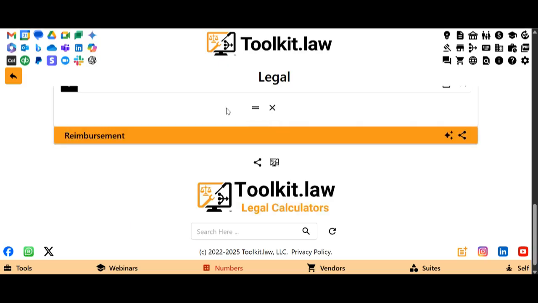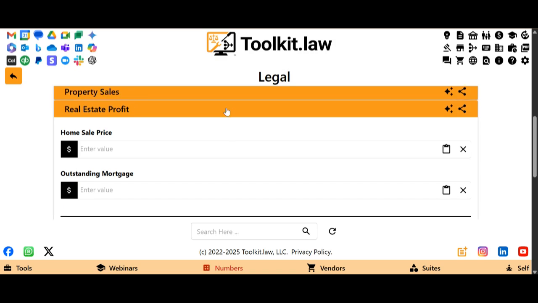And that's how you use Toolkit.law's real estate profit calculator. Clarity you can calculate.